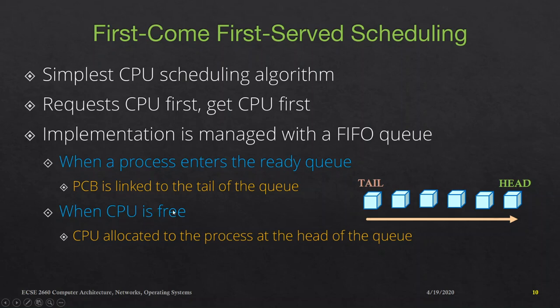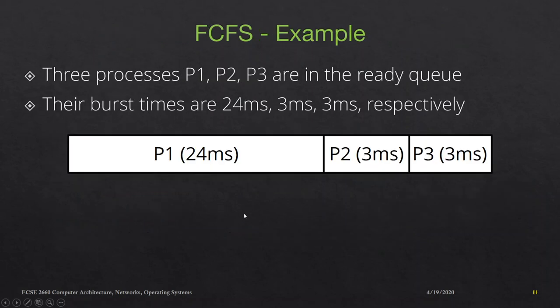And when the CPU is free and ready to take on processes, the CPU is allocated to the process at the head of the queue. Once the execution is complete, that process is removed from the head of the queue, and everything moves from left to right, one process up. So that's how we schedule processes on a CPU using the first come first serve algorithm. Let's take a numerical example to show some deficiencies in this algorithm.